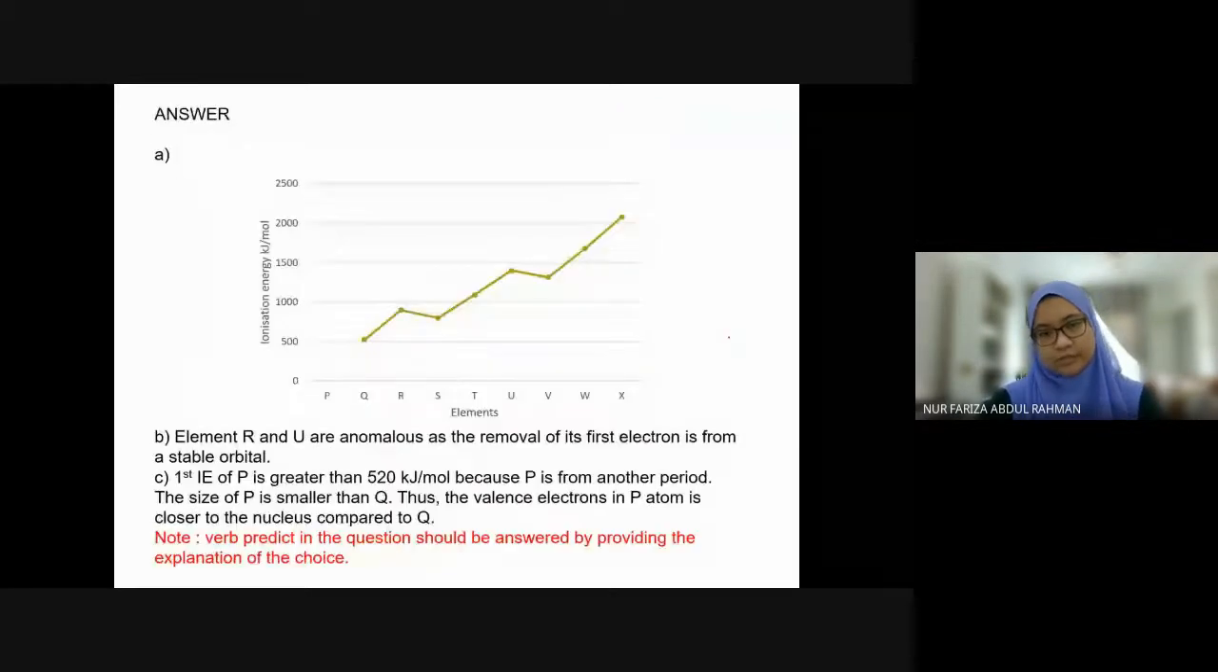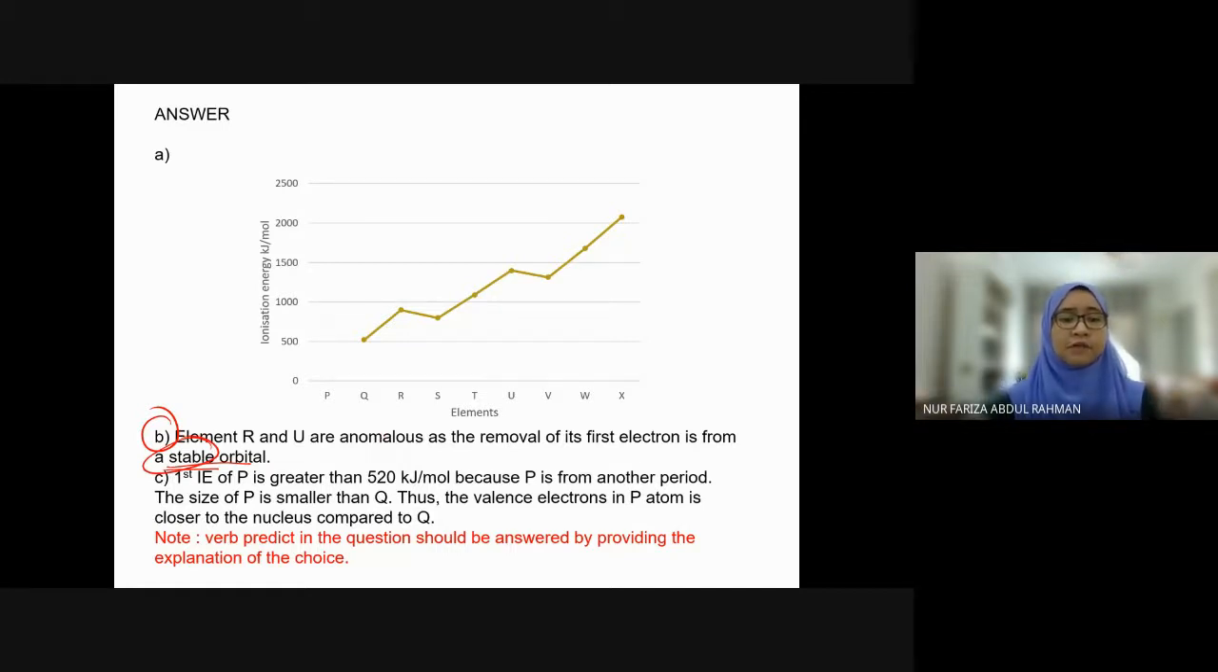Okay, remember the first ionization energy. Okay, alright. So let's look at the answer here. So first IE of P is greater than S. Tengok B. Element R and U are anomalous as the removal of its first electron is from a stable orbital. Okay, alright. So as you can see, it is very simple, but then again, it depends on the marks allocated for this question. Okay, alright. So you rasanya dulu kita kena highlight kan, the first electron is from a stable orbital. So define stable orbital because we have R dengan U.